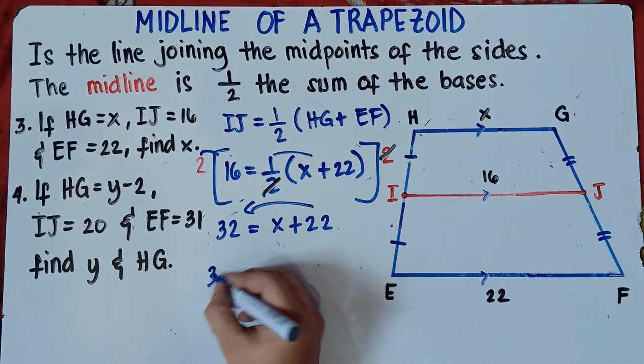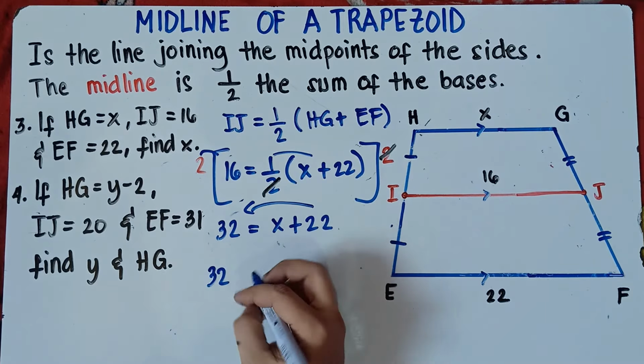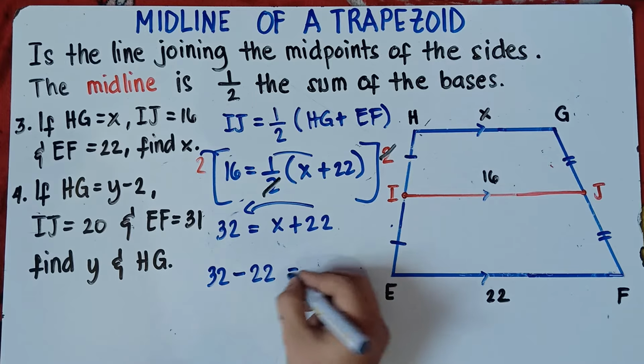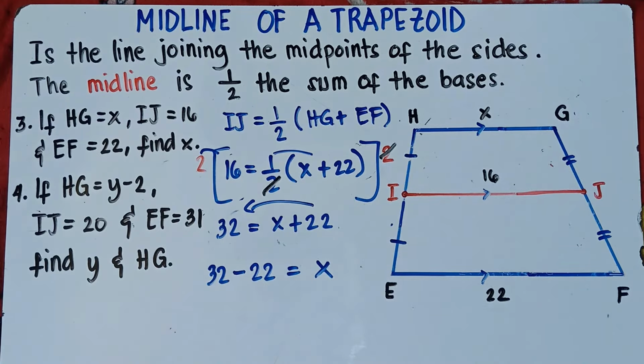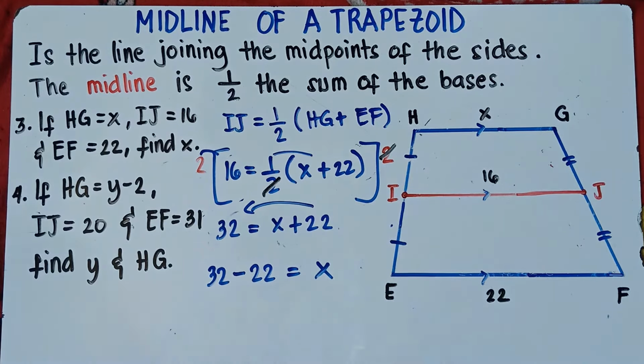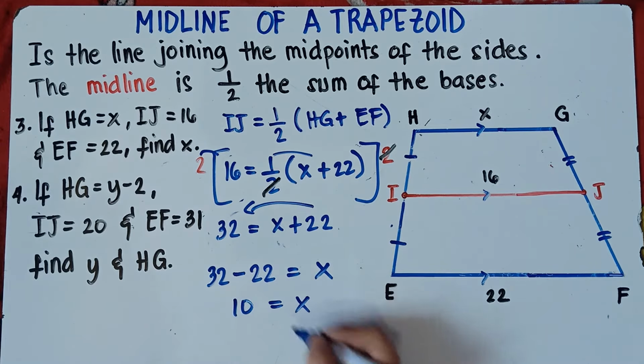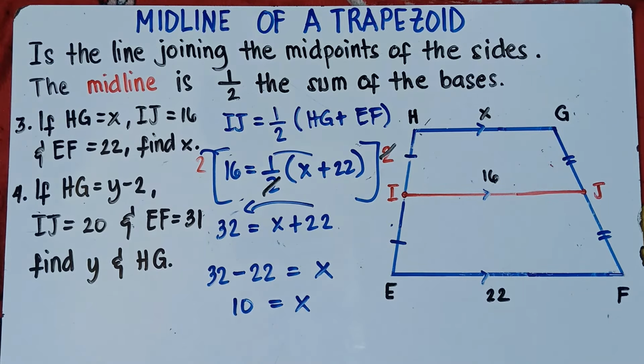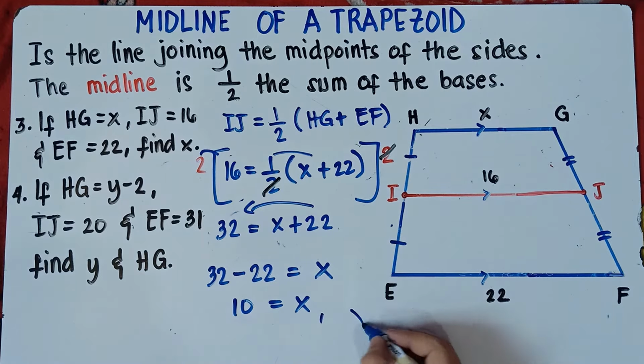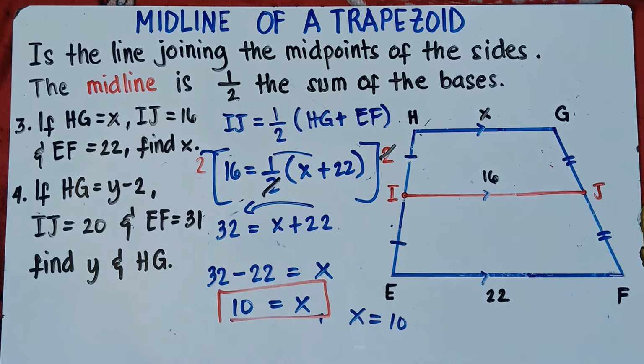So this will be 32. This is positive, so it will be negative 22 equals x. Alright, and then subtract 32 minus 22. That is 10 equals x. That's it, class. That's the answer for x. x equals 10. 10 equals x is just the same as x equals 10. So therefore, our x value is 10.